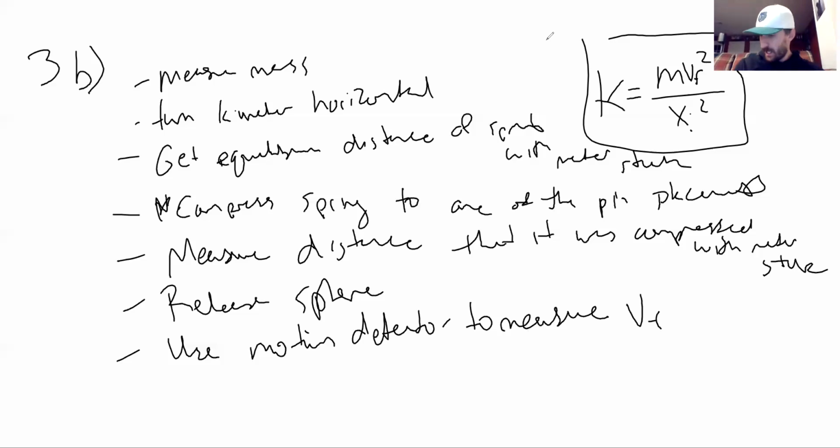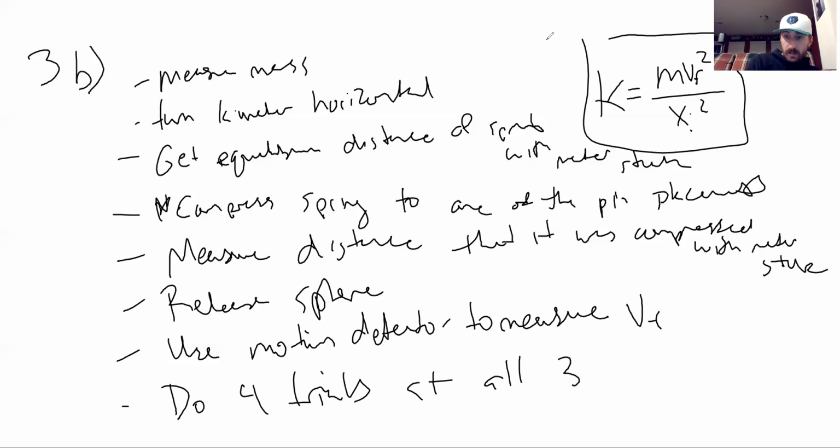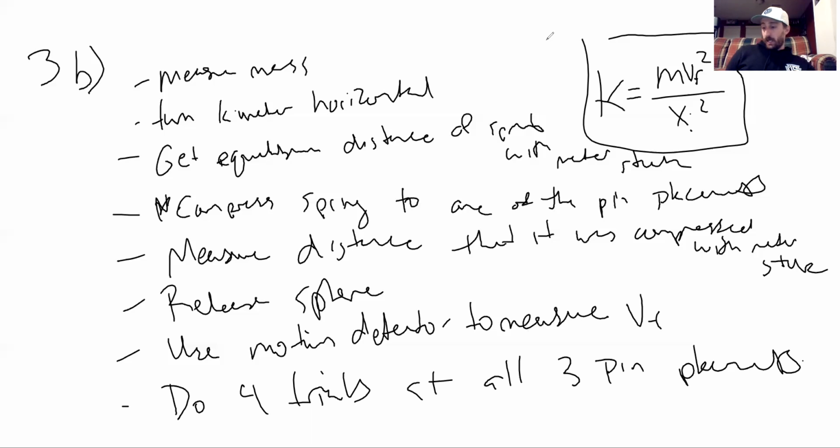So we really haven't done that yet. So what we can say is do 4 trials at all 3 pin placements. All right. So there, we're gonna cut down our experimental uncertainty with more trials. Okay. So that should be our procedure. Again, you could do a procedure for any of them, any of the 3 ones or whatever. I'm just doing one for the sake of time here.